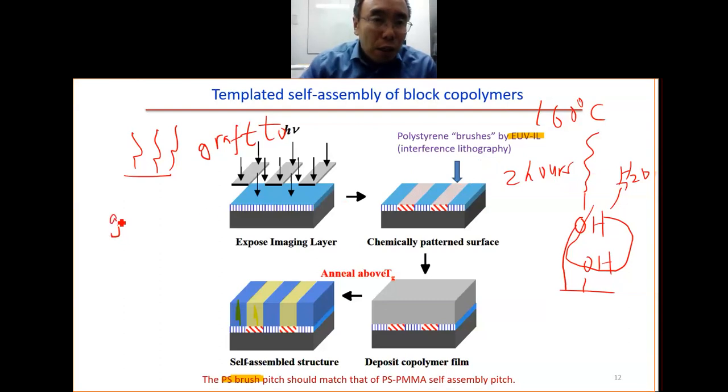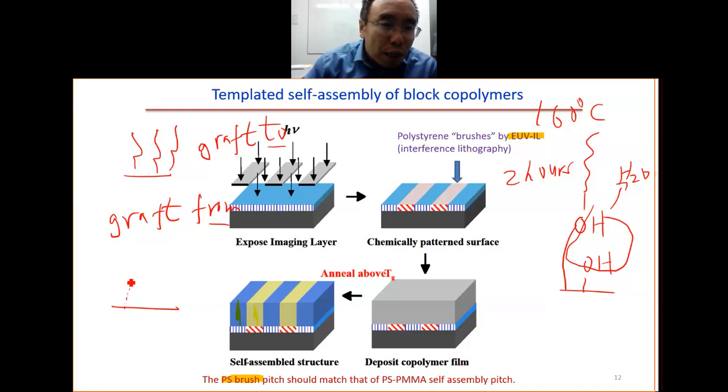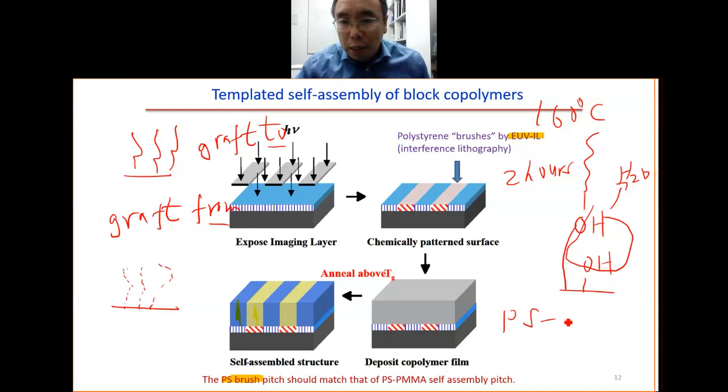Another one is called graft from. This is graft to, and this is graft from. In this case, you have the substrate, so you do the polymerization along the substrate. You grow the polymer. You do the polymerization starting from the substrate. You grow the brush from the bottom up. This is called graft from. Either way, you can form this polymer graft. In this case, you have this OH group, but this one will also work because here you also have this hydroxy group.